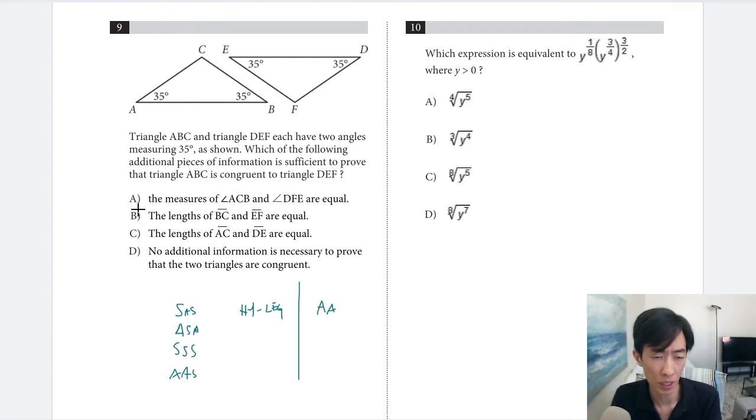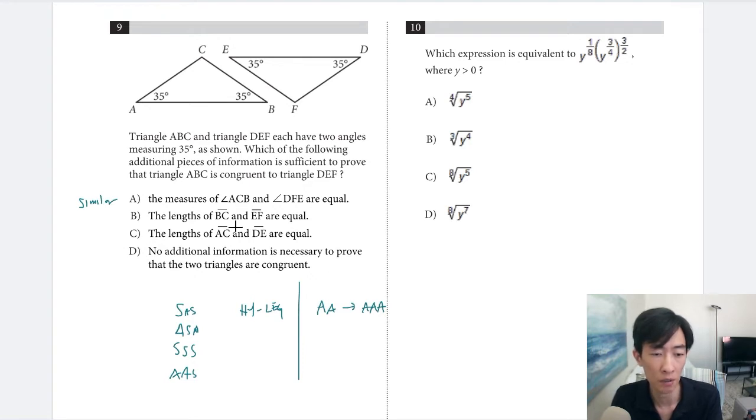Let's look at what choice A says. ACB and DFE are equal. So we already know that these are equal because if you've got 2 angles that are congruent, the third one has to be congruent because if they're triangles, they add up to 180. So angle, angle automatically means angle, angle, angle. So A doesn't prove that they're congruent. It basically proves that they're similar.